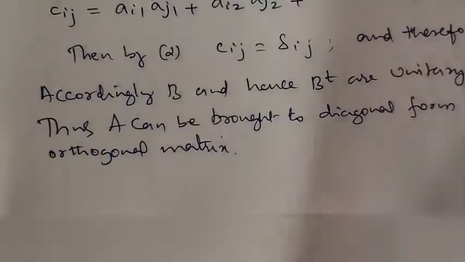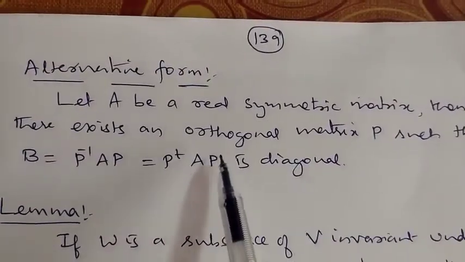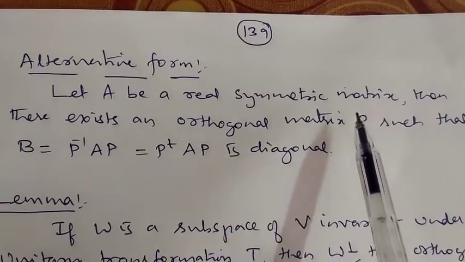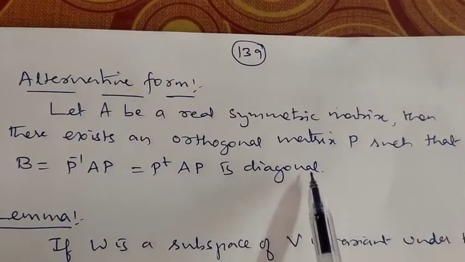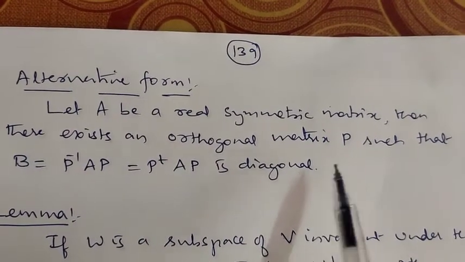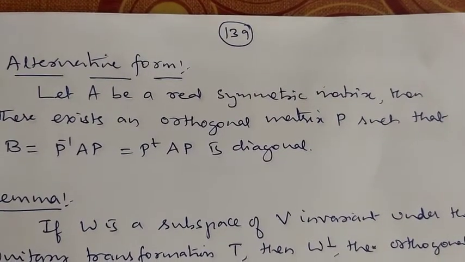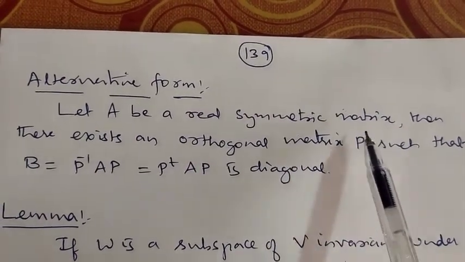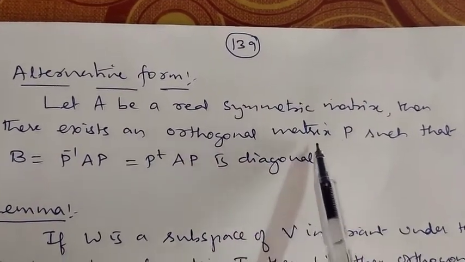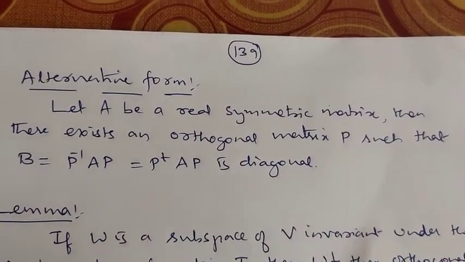Now alternately, the above results can be summed up as follows. If A is a real symmetric matrix, then there exists an orthogonal matrix P such that B equals P inverse AP, or P transpose AP, is diagonal.